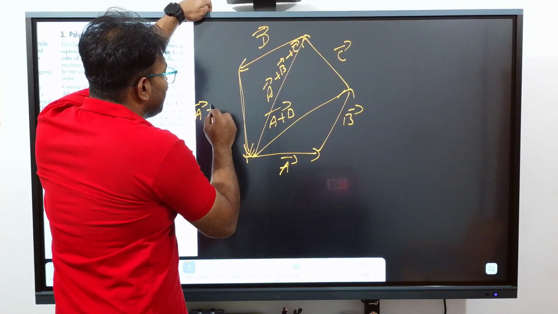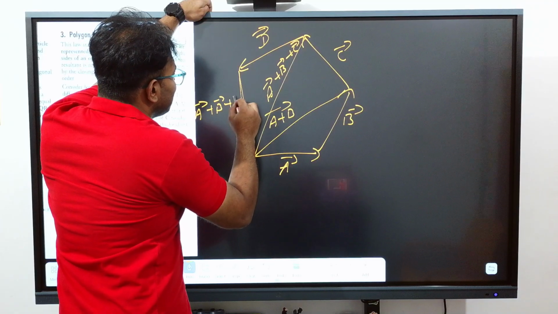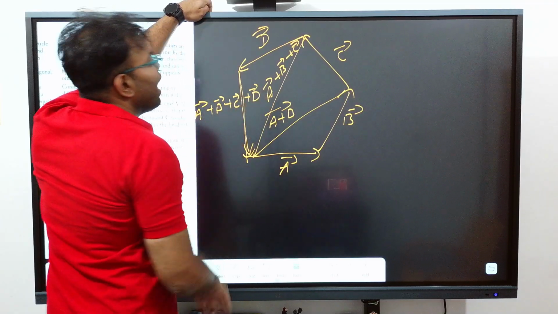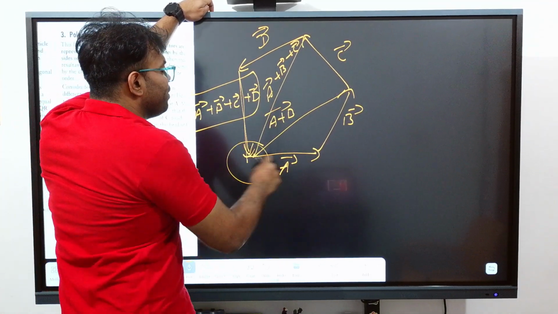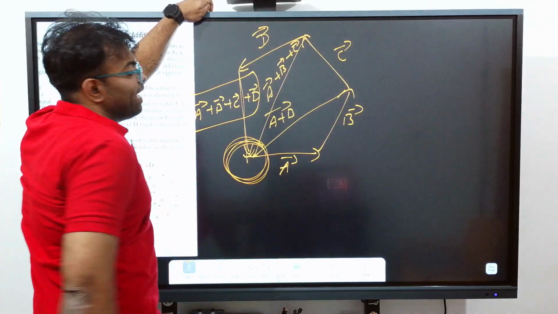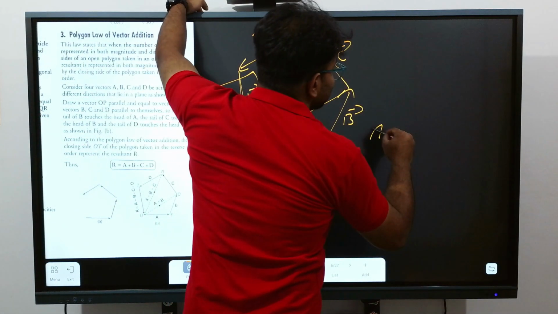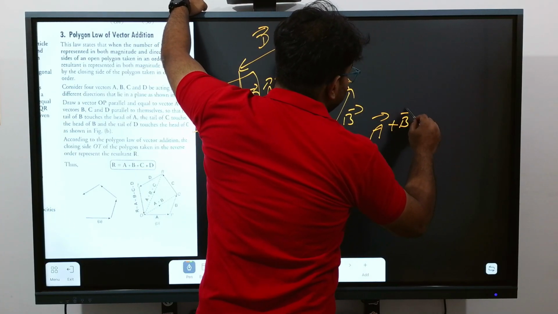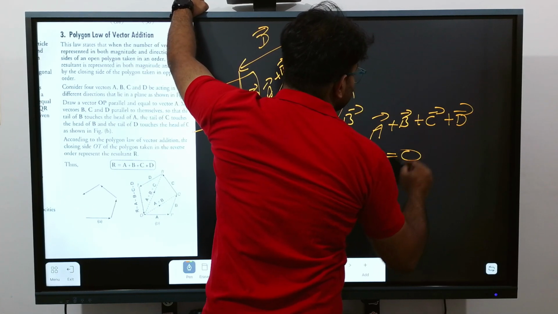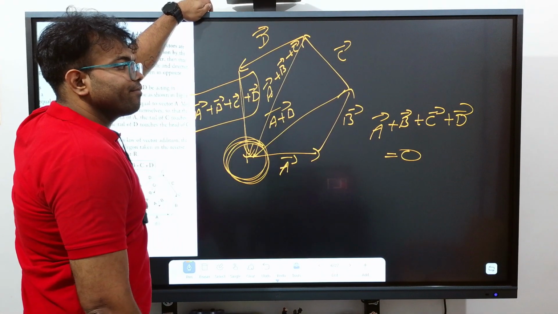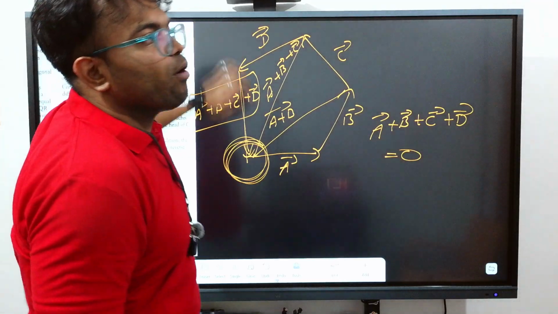A vector plus B vector plus C vector plus D vector, and lucky for us, A vector plus B vector plus C vector plus D vector is bringing us back to the original A value. Therefore, we can say that A vector plus B vector plus C vector plus D vector is equal to 0. This is how you solve a polygon.